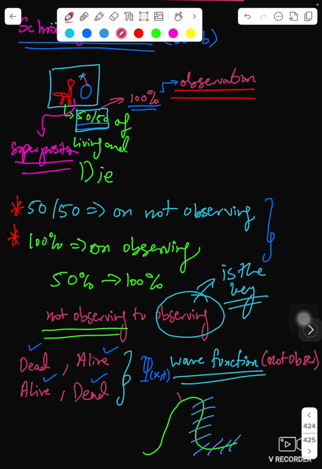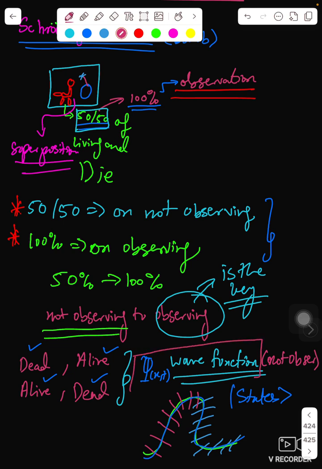Okay, so we have many probabilities. These are all probabilities of the cat being in all different states. We call them states, and this is the notation. These are all the probabilities of the cat being in a certain state.